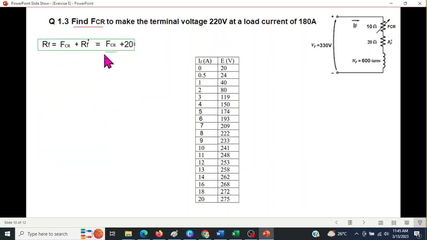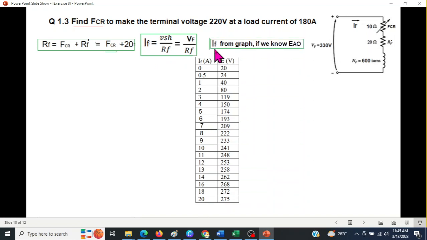So here also now the FCR we have to find. And from this formula we can find IF, or if IF is given we can find RF. And IF from the graph we can find EAO. So if we know IF we can find EAO, or it is simply sometimes called EA.